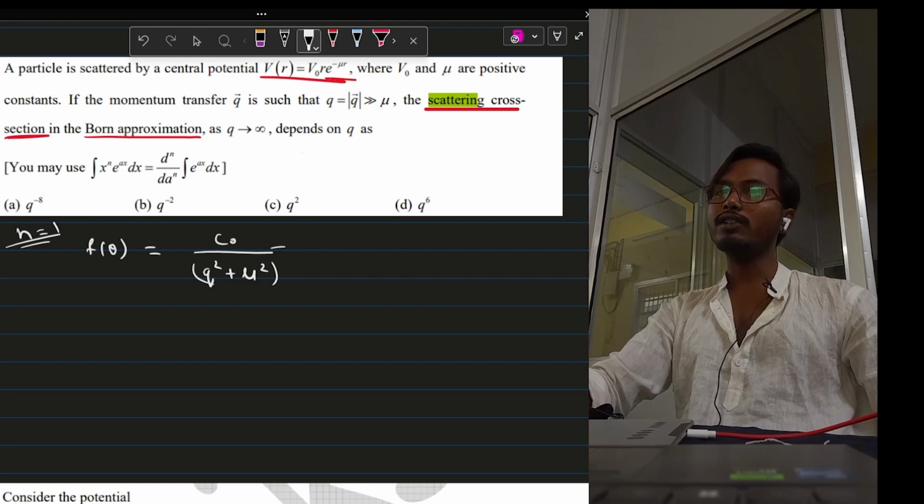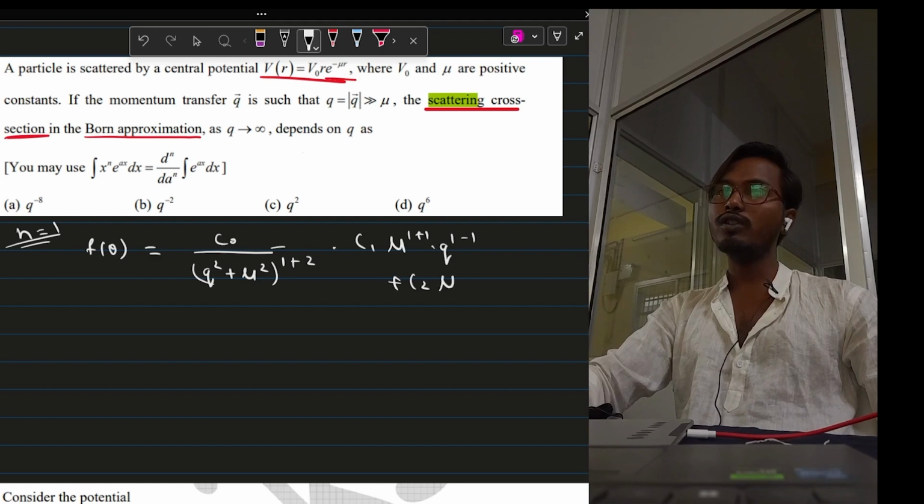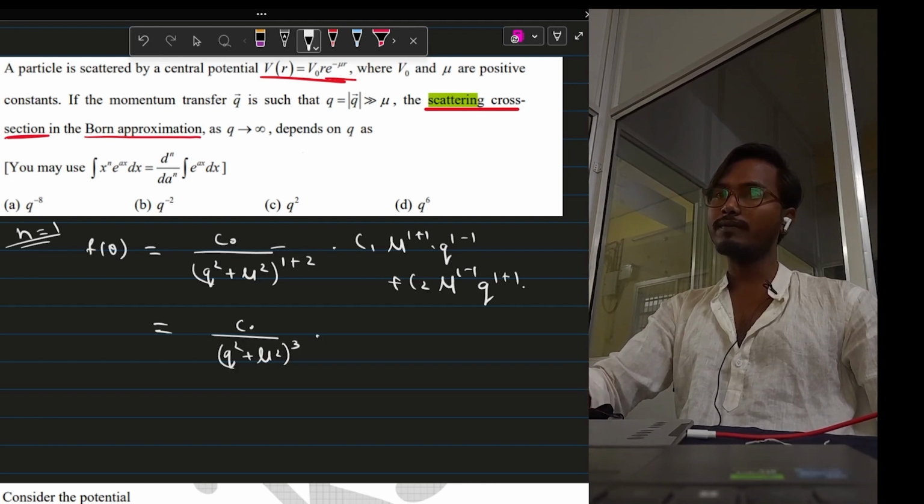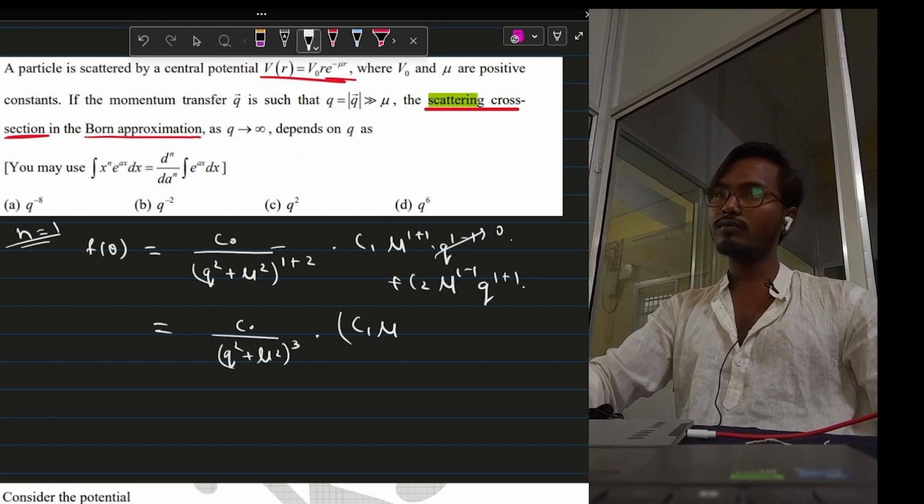What is the value of n here? n equals 1, then 1 plus 2. Then C1 mu raised to power n plus 1, 1 plus 1, and q raised to power 1 minus 1, plus C2 mu raised to power 1 minus 1, q raised to power 1 plus 1. Then what do we get? C naught divided by q square mu square, and then power 3, and then C1, and this term cancels to 0, mu square plus C2 mu raised to power, mu cancels, and then q square.